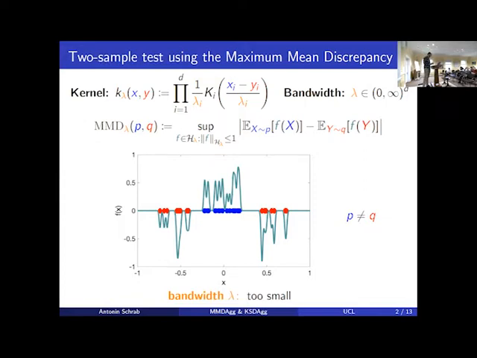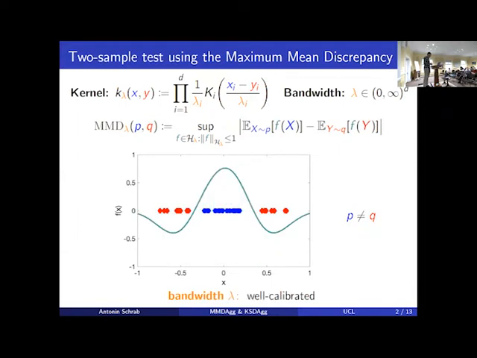But yeah, this function can be written as a sum of essentially the kernel evaluated at those points. So that's why you see bumps at every point. So this is the case where you have some bandwidth which is too small. And then if you have, let's say, a well-calibrated bandwidth, then it's quite smooth, and it goes under. For the red points, it goes down, and for the blue points, it goes up.